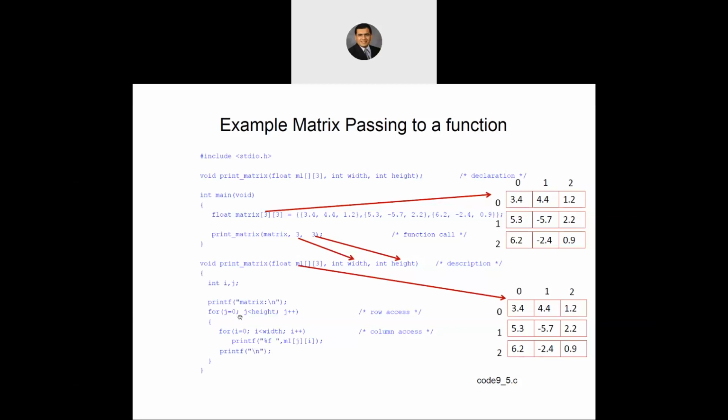Then it goes back again to the main loop. 0 will become 1, so we are talking about this row. Again, this cell, this cell, this cell. Then we'll go to the third row. Then we start with a 0 column, 1 column, and 2 column, and so on. So remember, the first for loop is always for the rows, and the second for loop is for the columns. Okay?